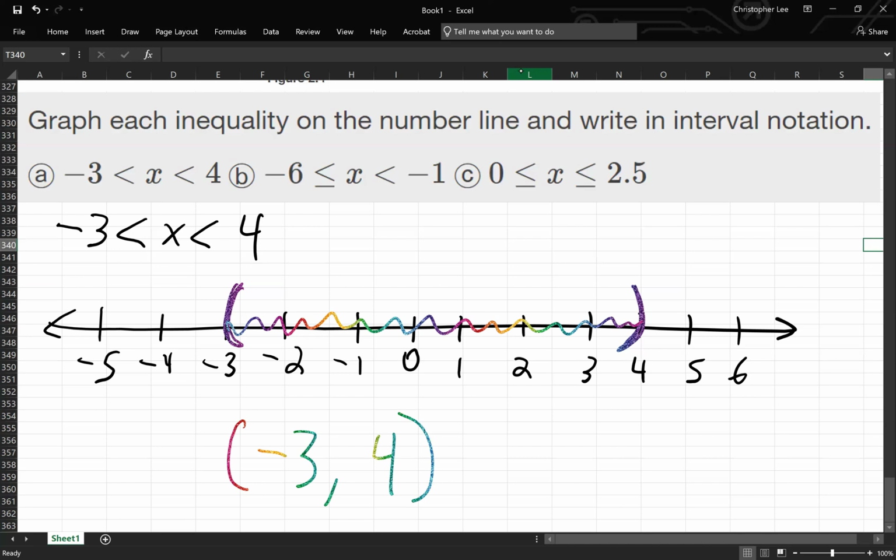Make sense? All right, try B for me. I'll give y'all like a minute to try that. B says -6 is less than or equal to x, which is less than -1. It's a little complicated, but I feel like y'all could get it without me telling y'all.